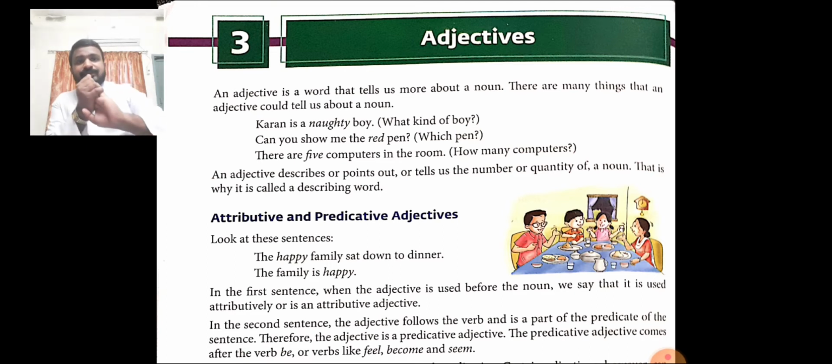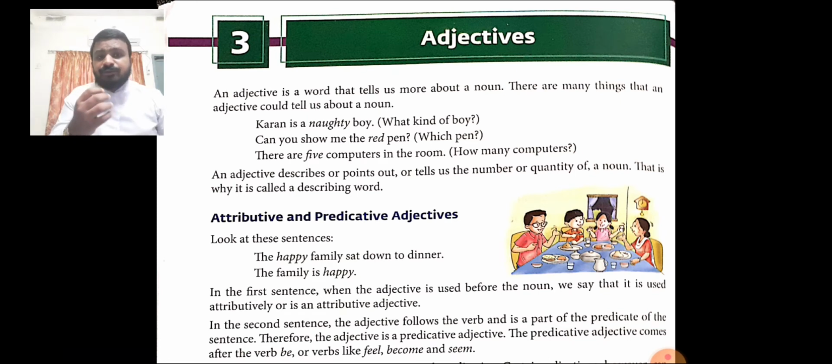For example, look at the sentence. Karan is a naughty boy. There, it is being described more. What kind of a boy? Naughty boy. Now, second sentence, red pen. Which pen? A red pen. There, a quality of the pen is being told.